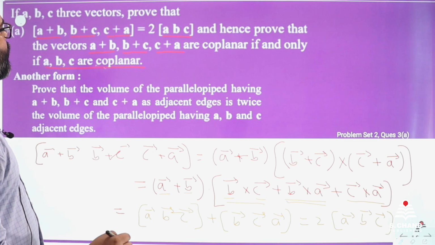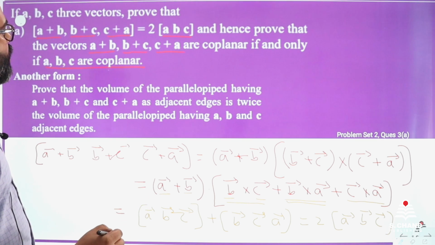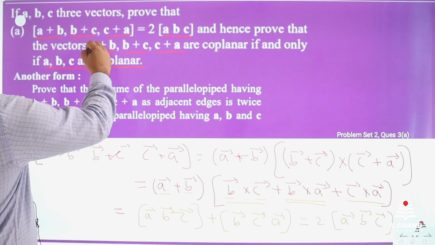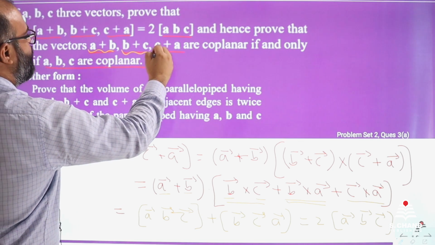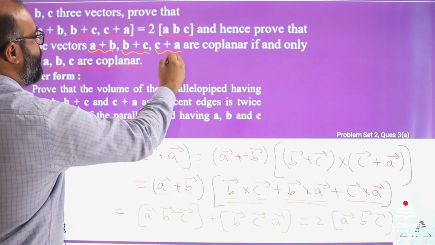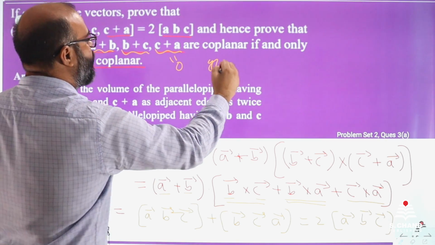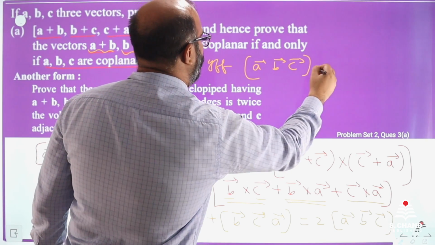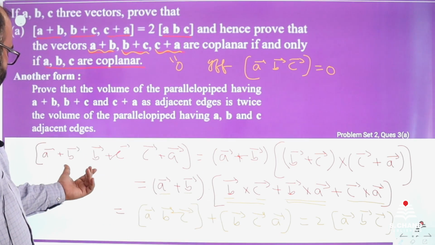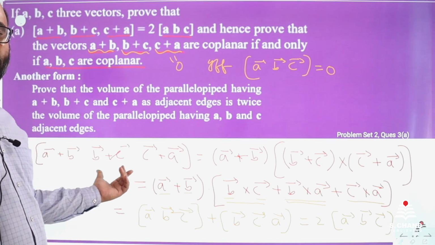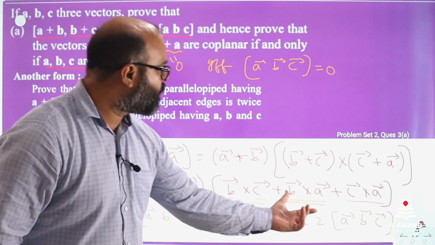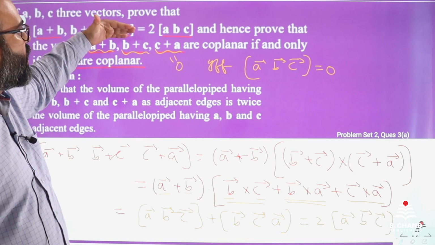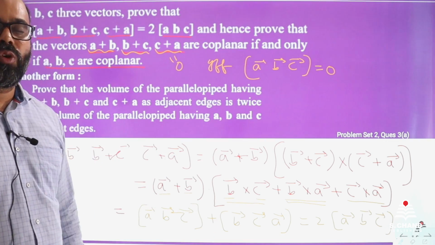Now if they are coplanar, then the scalar triple product of A plus B, B plus C, C plus A will be 0 if and only if the scalar triple product ABC is 0, which is true, because the two scalar triple products are the same. If this is 0, that is 0, and if that is 0, this is also 0. So both ways it is true.